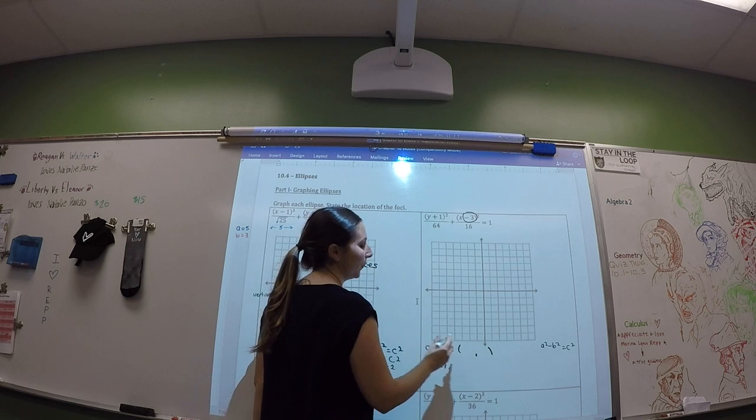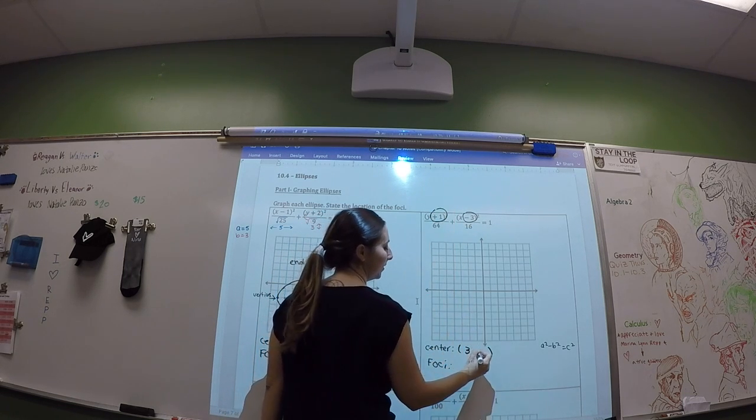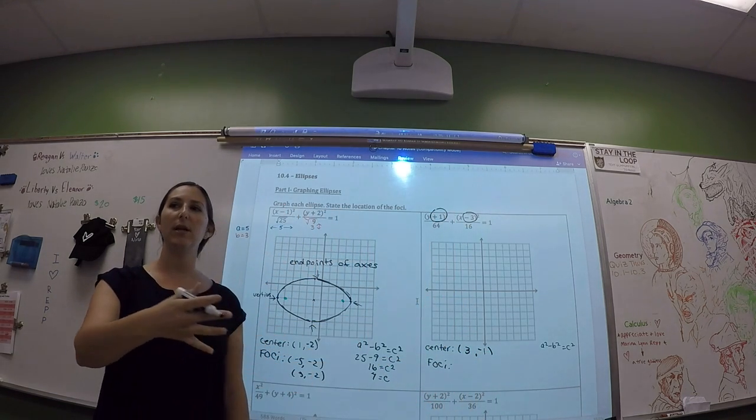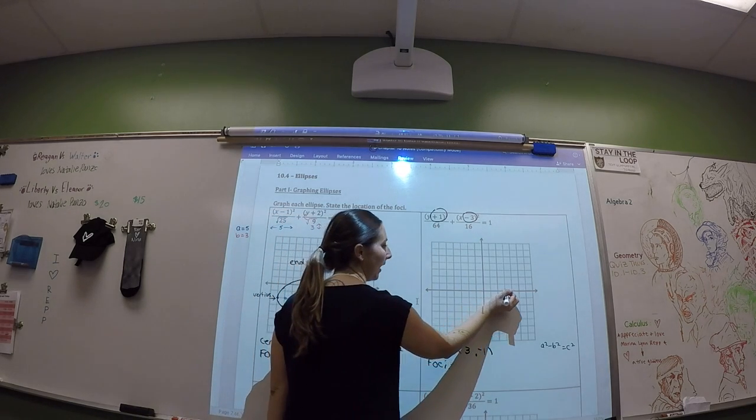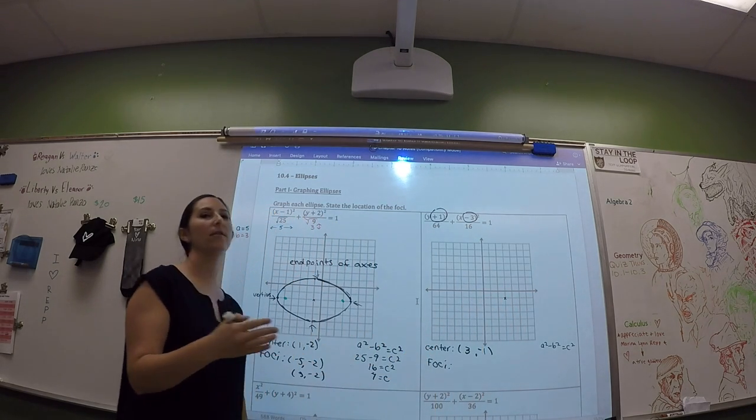you want to go to the x first and then the y. So x and then y, 3, -1. So your center should be at 3, -1, not -1, 3.